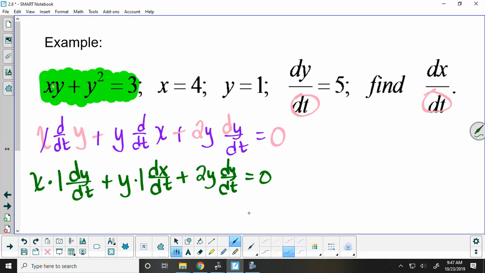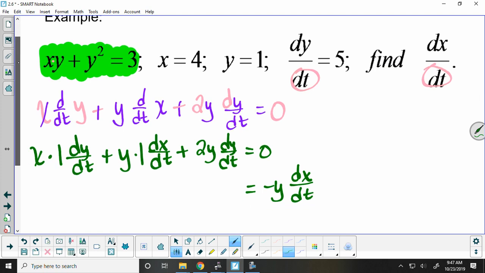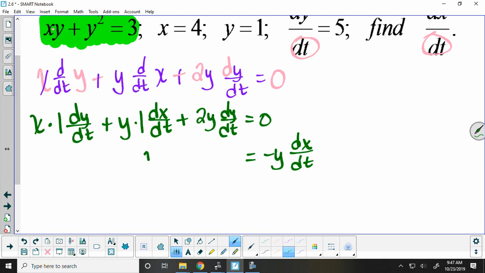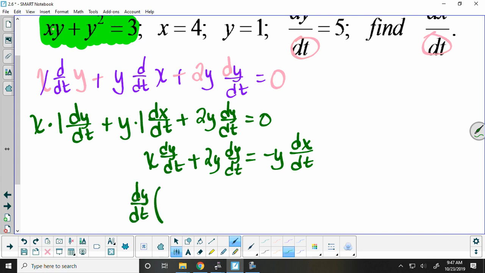So I'm going to subtract y dx over dt because it's the oddball. And that leaves me with x dy over dt plus 2y dy over dt. And I'm going to choose to factor to minimize my multiplication. So that's going to be x plus 2y. So are you ready for the fun?